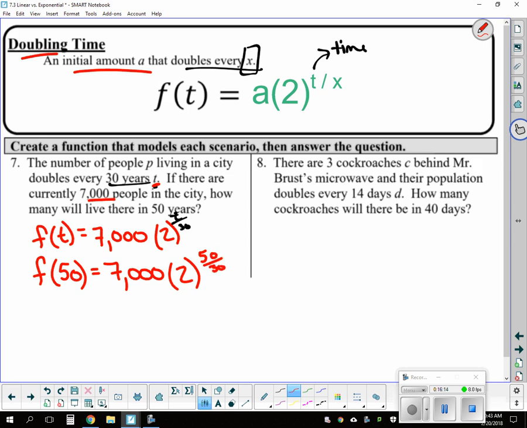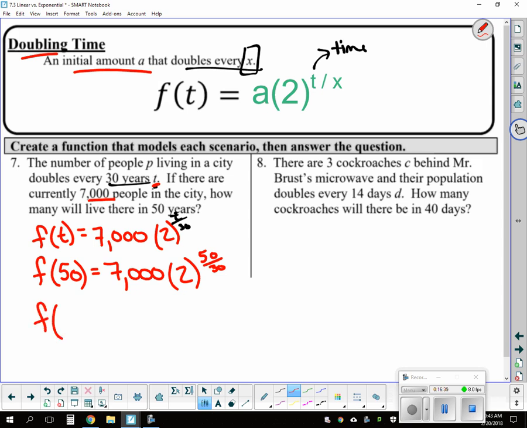The bottom number is how often it doubles. The bottom number is how long it takes to double. The top number is what year we're trying to find out, and that happens to be 50. Keep in mind that is an exponent, not multiplication. So you would be typing in your calculator 7,000 times 2 to the, and you need to put the 50 over 30, all of that in your exponent.